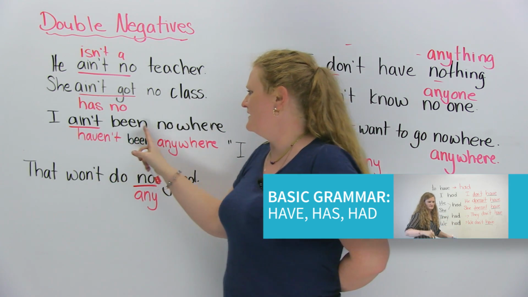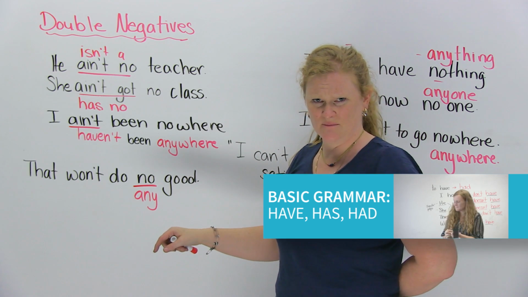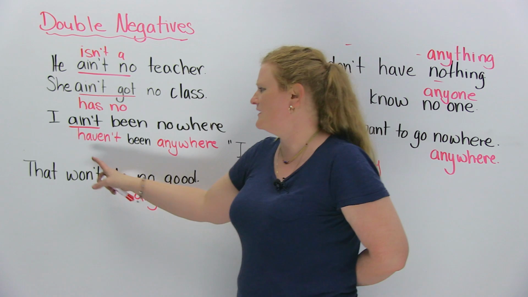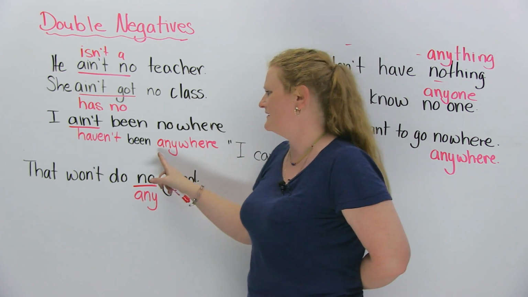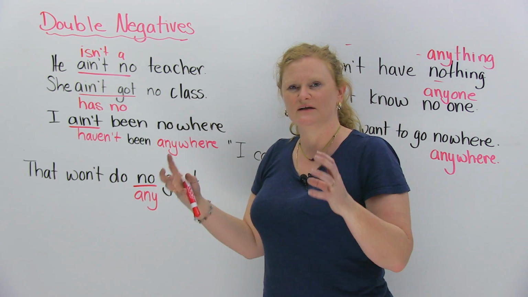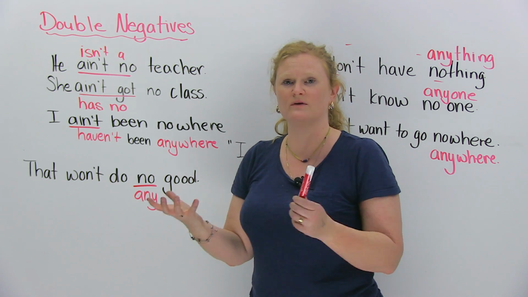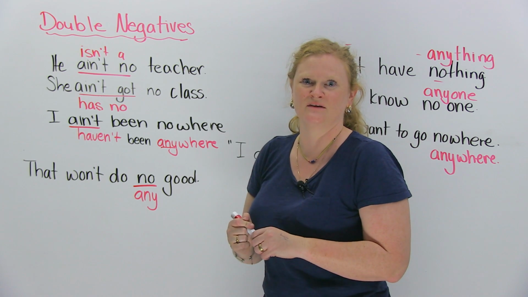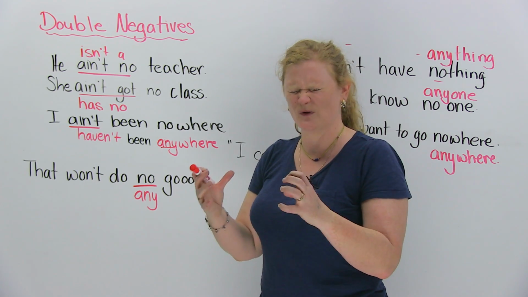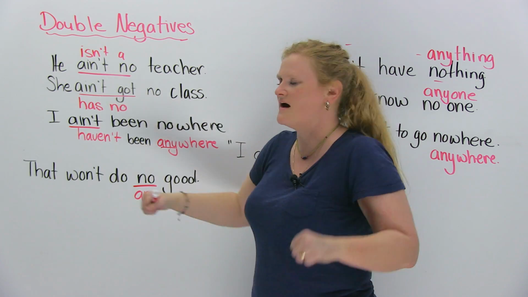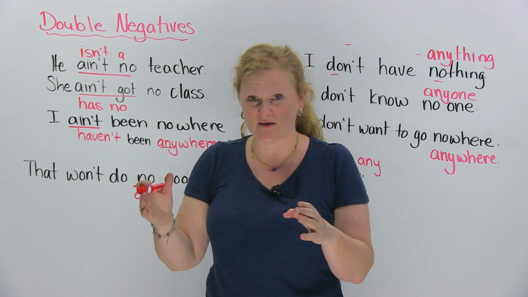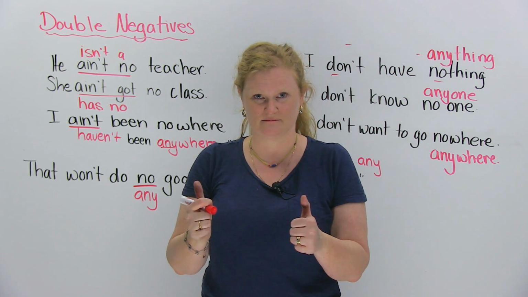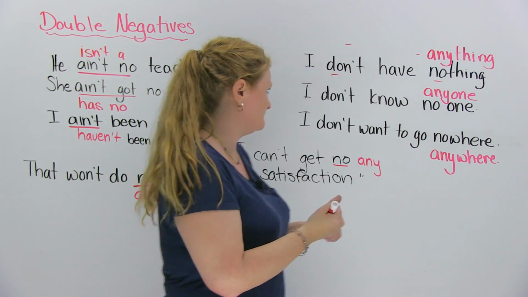I ain't been nowhere. Well, no. You have to say, I haven't been anywhere. So, it's kind of confusing in English when we use any. So, I'm going to teach you in this part of the lesson when to use any. It's easy once you get it. So, you don't want to say, I ain't been nowhere. You have to say, I haven't been anywhere. So, any, once you get this, is going to be easy for you.